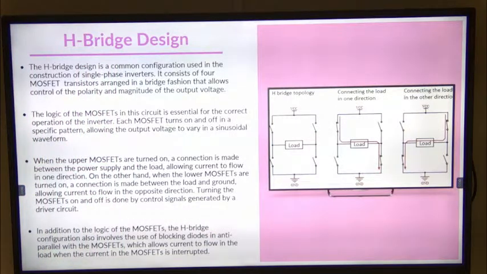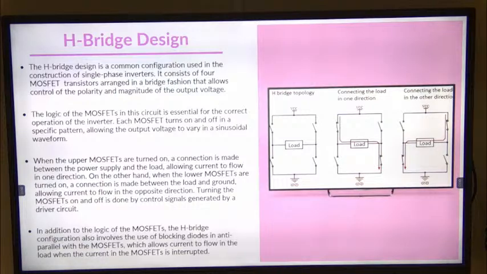I will be presenting the H-bridge design. The H-bridge design is a common configuration used in the construction of a single-phase inverter. It consists of 4 MOSFET transistors, which are arranged in a bridge fashion that allows control of the polarity and magnitude of the output voltage. The logic of the MOSFETs in the circuit is essential for our inverter to function. Each MOSFET turns on and off in a specific pattern, allowing the output voltage to vary in a sinusoidal waveform.